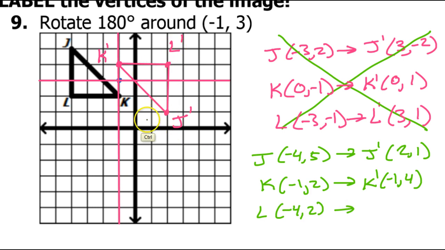And L prime is actually 2, 4. Alright, so if they ask you to list the coordinates of the pre-image and the image, you have to, in the end, go back to the true x and y axis. But using the fake axis is the quickest way to do the graph. And sometimes that's all they're really asking you to do.